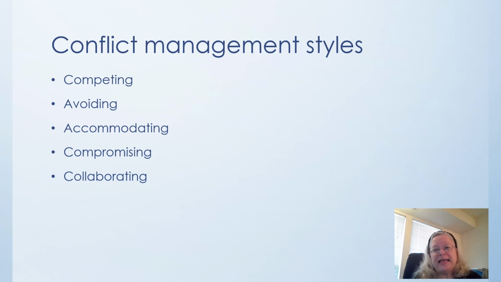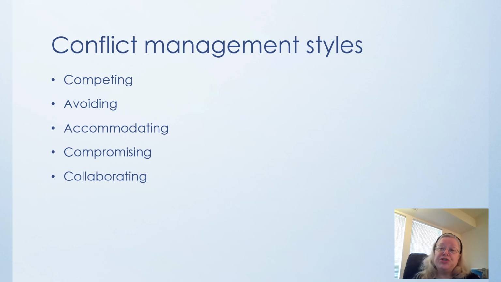The accommodating conflict management style, think about what it means to accommodate somebody else. It means to subordinate your own will to the other person's will. So when you're using an accommodating conflict management style, you're willing to let the other person have their own way. Okay, so it's kind of the opposite of the competing style.